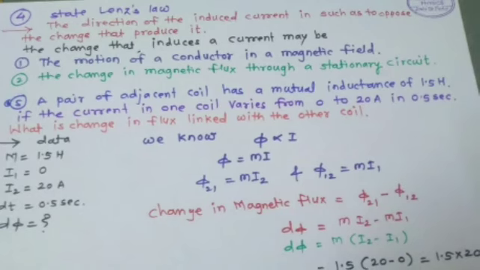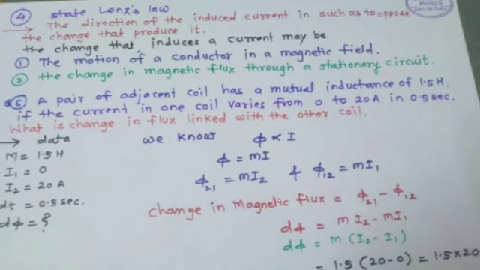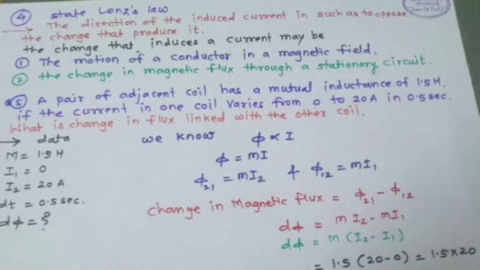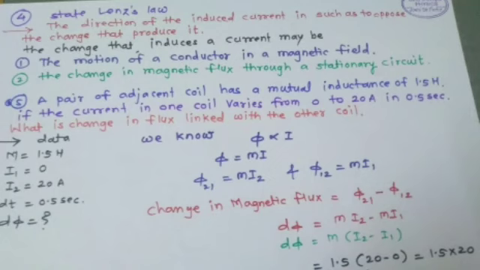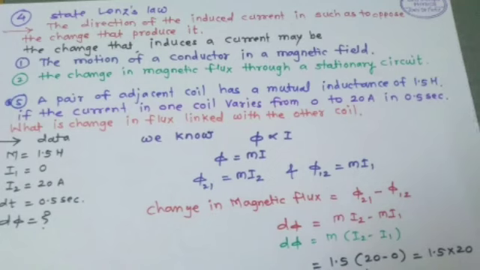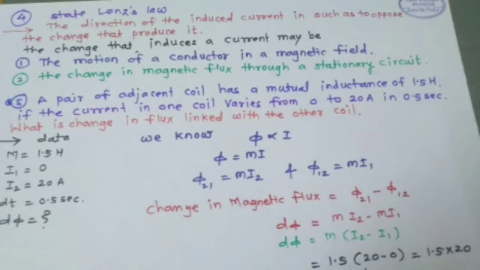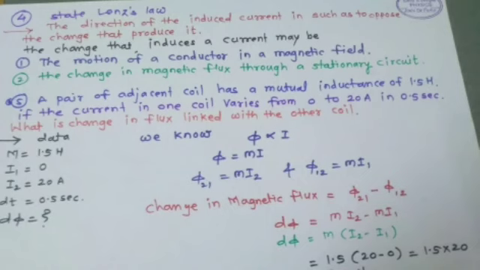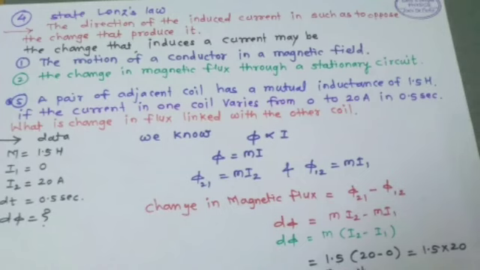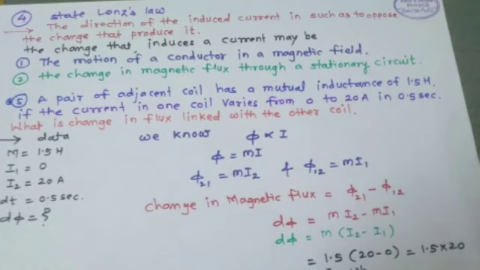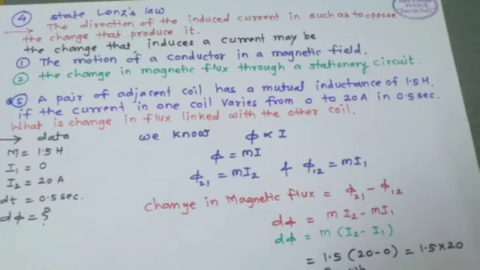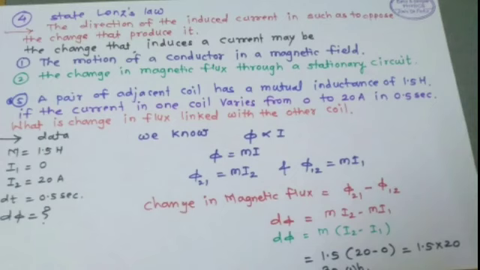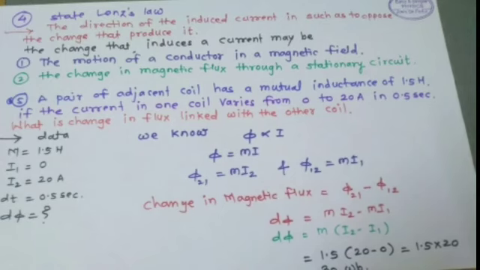Question number 5. A pair of adjacent coils has a mutual inductance of 1.5 Henry. If the current in one coil varies from 0 to 20 ampere in 0.5 second, what is the change in flux linked with the other coil? Here data is given: mutual inductance capital M is equal to 1.5 Henry, initial current 0, final current I2 equal to 20 ampere, in time dt 0.5 second, and we can find the change in magnetic flux.